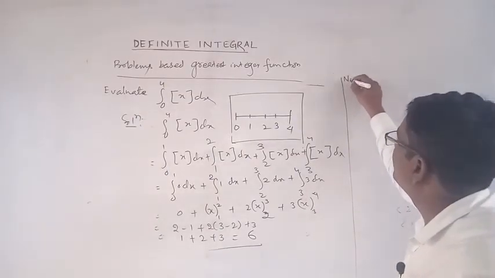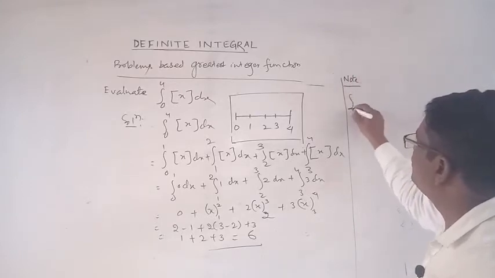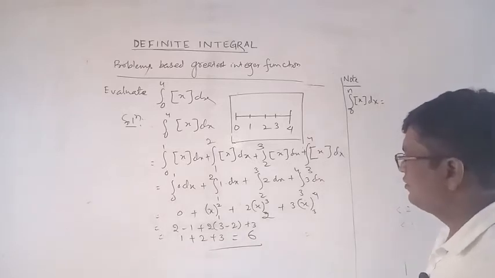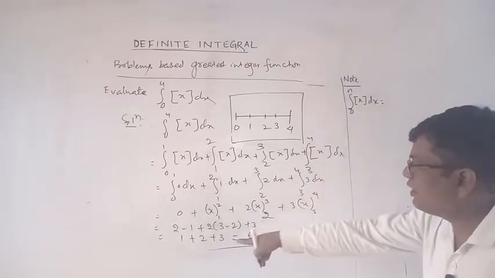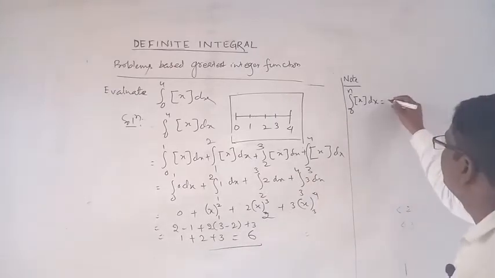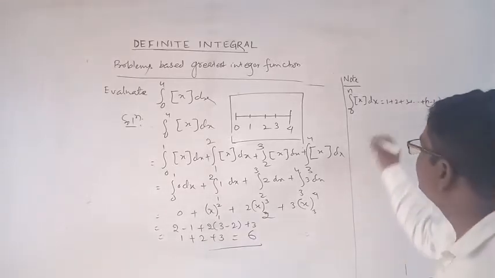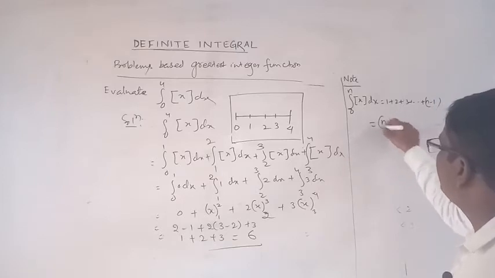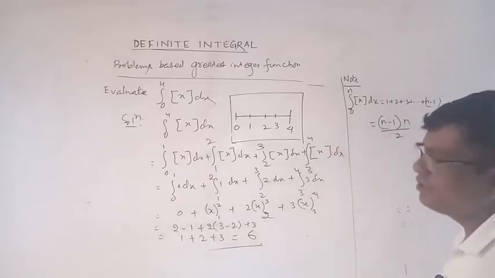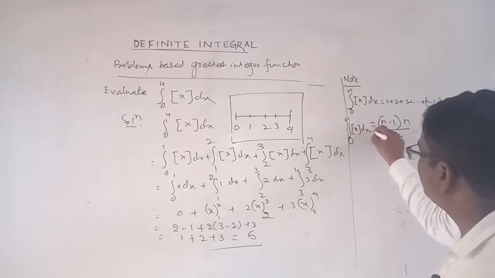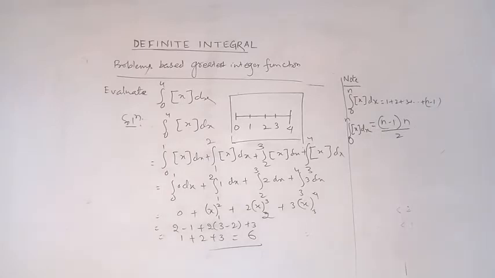Similarly, note that the integral from 0 to n of bracketed x dx is equal to what? For 4 we got 1 plus 2 plus 3; for n it is 1 plus 2 plus 3 up to n minus 1. So the formula is n minus 1 into n by 2. This is the formula: the integral from 0 to n of bracketed x dx is equal to n minus 1 into n by 2.